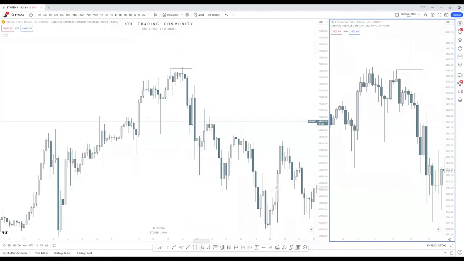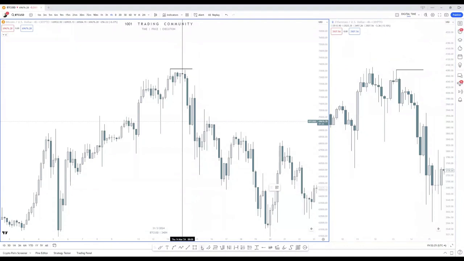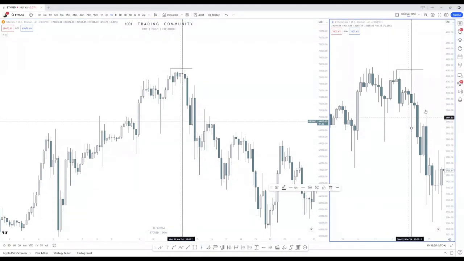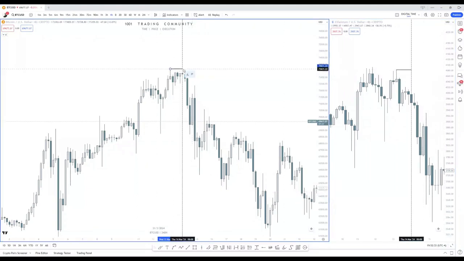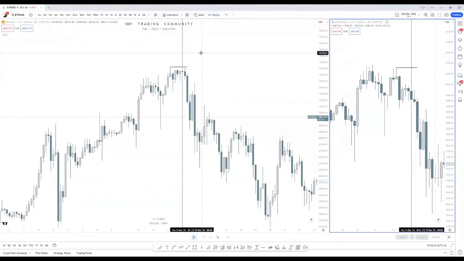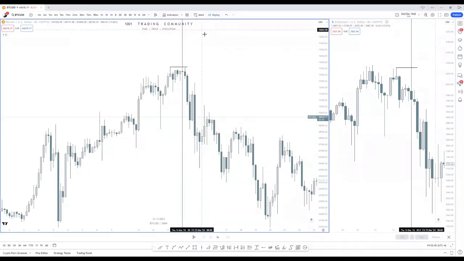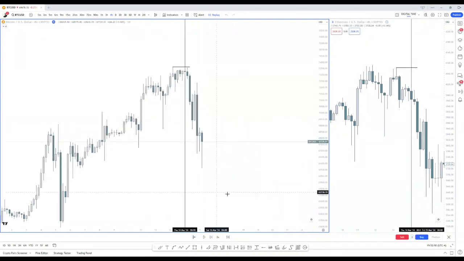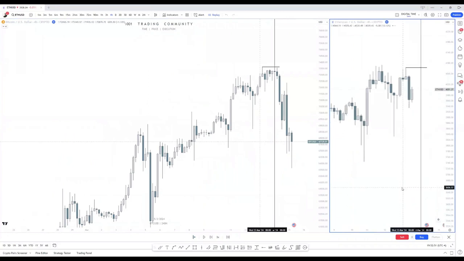Now, notice the timing right at midnight. Bitcoin takes that high. Ethereum does not. Right there, right? So there's your SMT. Now that we observed that SMT, we're going to next observe. I'm going to just go back a little bit.